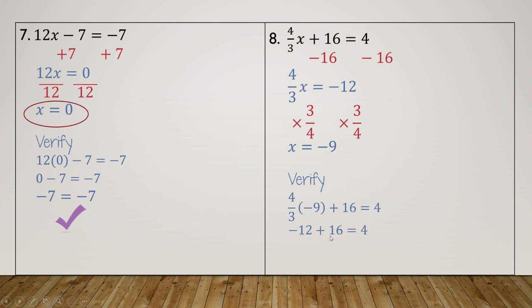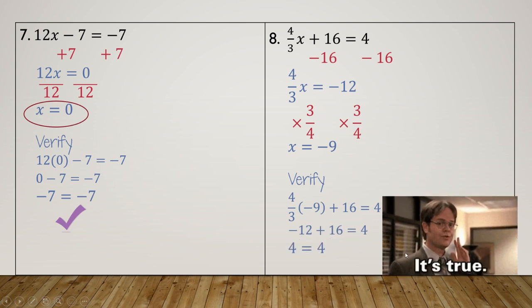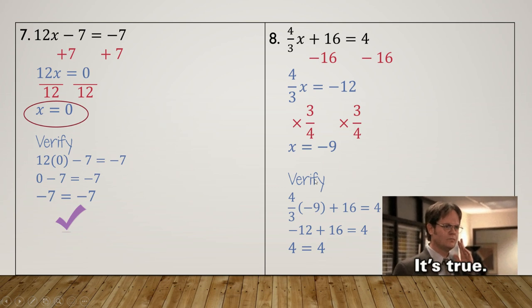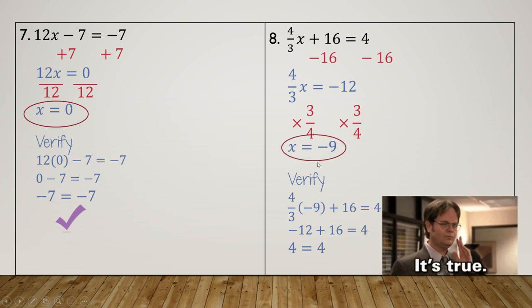-12 plus 16 gives us 4. 4 equals 4. True statement. So -9 satisfied our equation. So we'll go ahead and circle that.